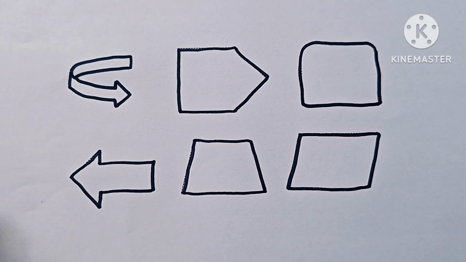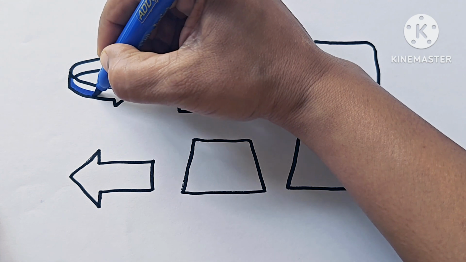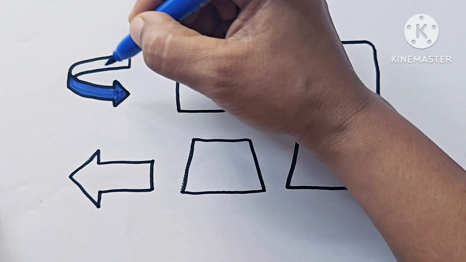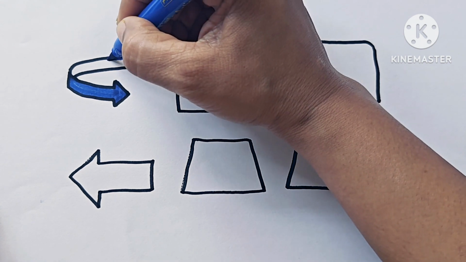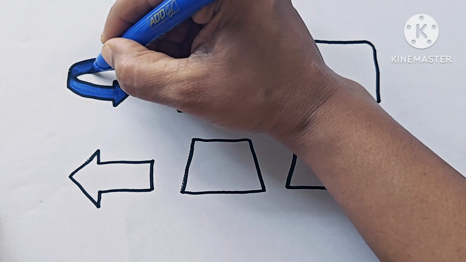Let us color the shapes and symbols. This is blue color. This is curved right arrow. This is a symbol.